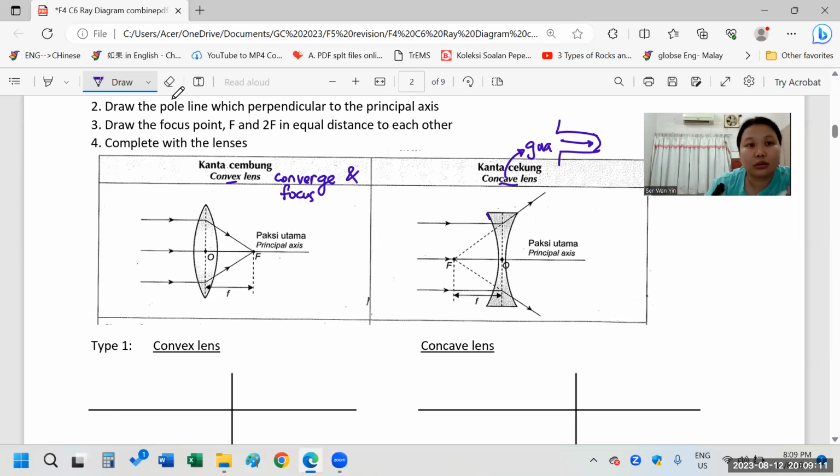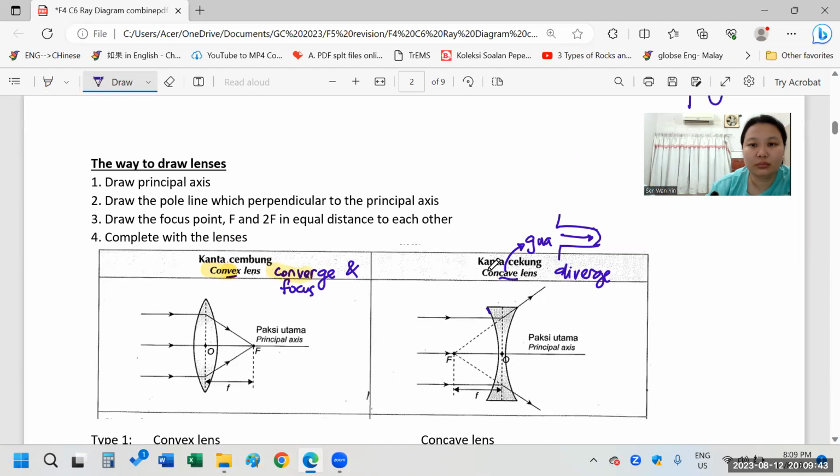Okay, so converge. So how to remember it? This is convex, convex, converge, convex, converge, like con. So this is concave lens. Concave, it will diverge the light. So the light will diverge out, it will spread out.